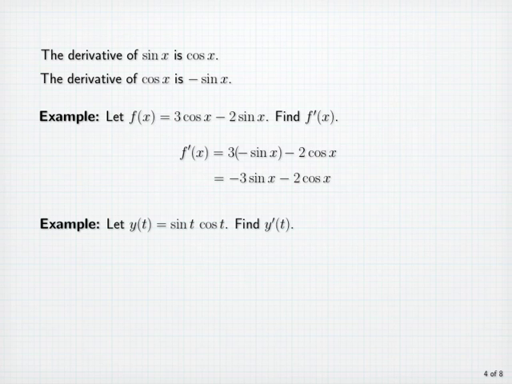Another example: let y of t equal sine t times cosine t. Let's find y prime of t. We'll use the product rule. The derivative of the first factor sine t is cosine t, which we multiply by the second factor, and then add sine t times the derivative of cosine t, which is minus sine t. So we have cosine squared t minus sine squared t, which you may recognize as being the same as cosine 2t.